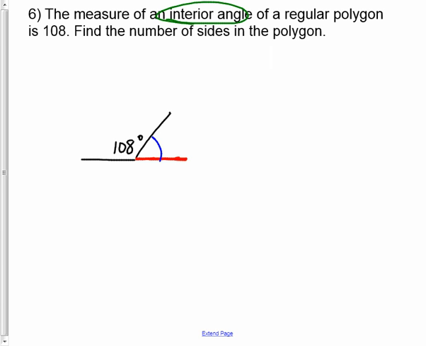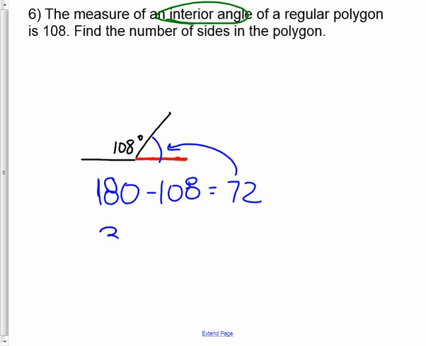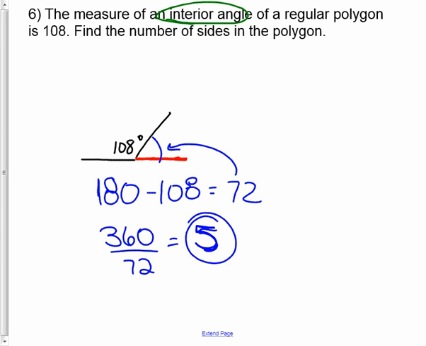So for the exterior angle, we would take 180 minus 108. That's going to give me 72. So I would do 360 divided by 72, and that's going to give me the number of sides, which means you have 5 sides. So what is the name of this shape if the interior angle is 108? What is the name of this regular polygon? Well, if it has 5 sides, because we figured it out, a 5-sided polygon is called a pentagon.